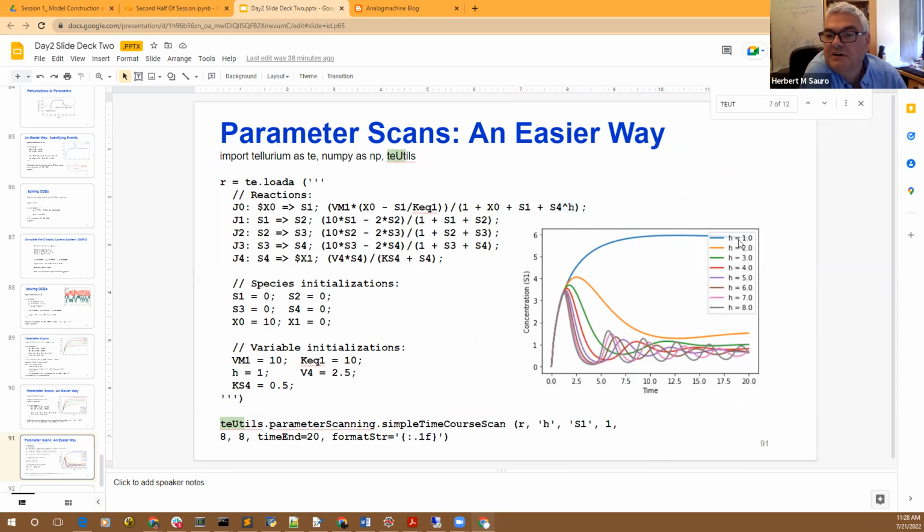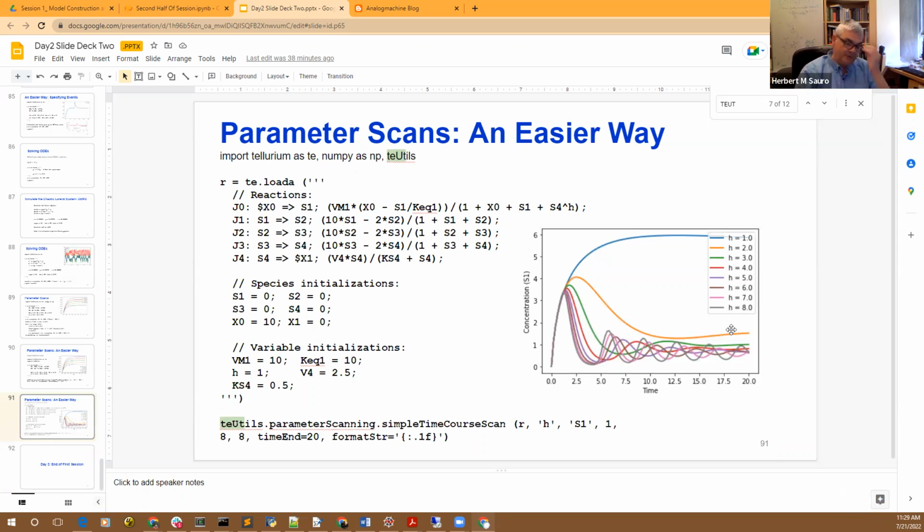You can see here, Hill coefficient of 1, we get the blue line, it's stable, and it becomes unstable as I approach H equals 8. If I went to H equals 9, it would probably be unstable and oscillate. So that's a very quick overview of some of the more advanced things you can do, but it'd probably be worthwhile doing a special half day at some point. We've talked about this before. So anyway, I think that's it for me.